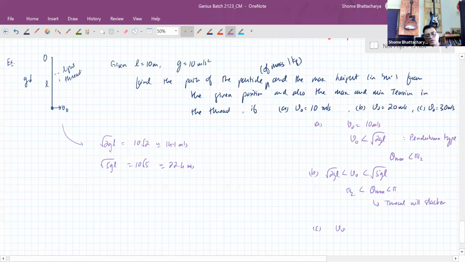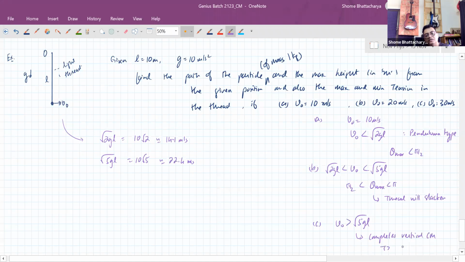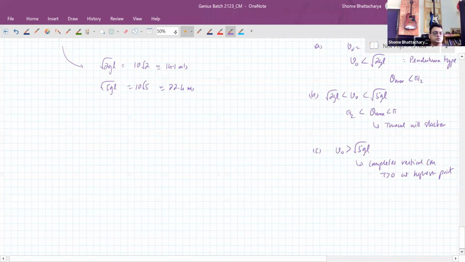Third case, V naught is greater than root 5 GL. So it completes vertical circular motion. And in fact, tension will be greater than 0 at the highest point. So now that we are through with that, now let's find this theta max for each of these.